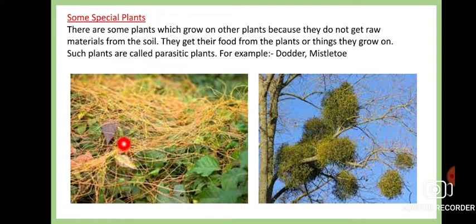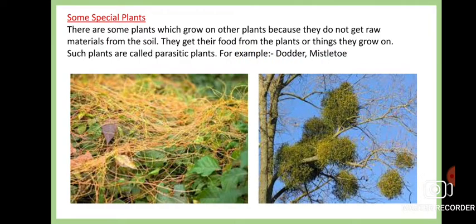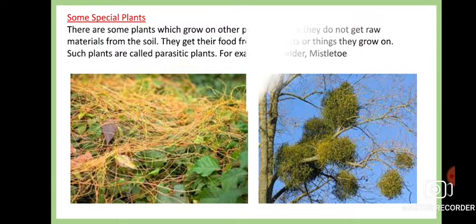So these plants are known as parasitic plants. Now, what do we mean by parasitic? Parasite means dependent on somebody. One organism dependent on another organism is known as the parasite, and the organism on which the parasite is dependent is known as the host. This mode of nutrition is called the parasitic mode of nutrition. So what can we take as an example? The dodder and mistletoe are taken as examples.